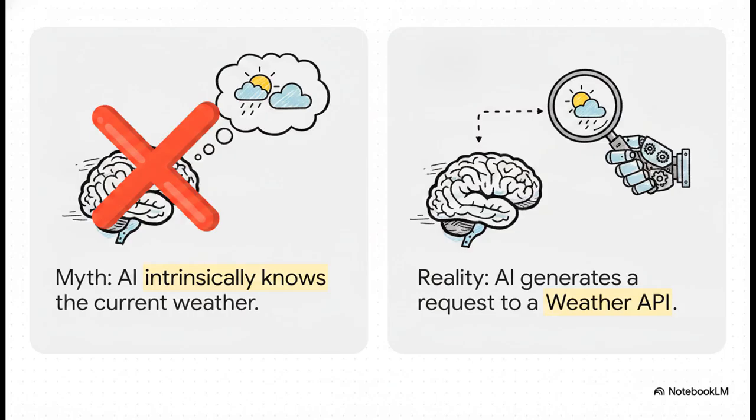So to give you today's weather, the AI actually generated a request to an external weather API tool to go out and find that dynamic data. It didn't know the weather. It just knew exactly how to look it up using a tool.